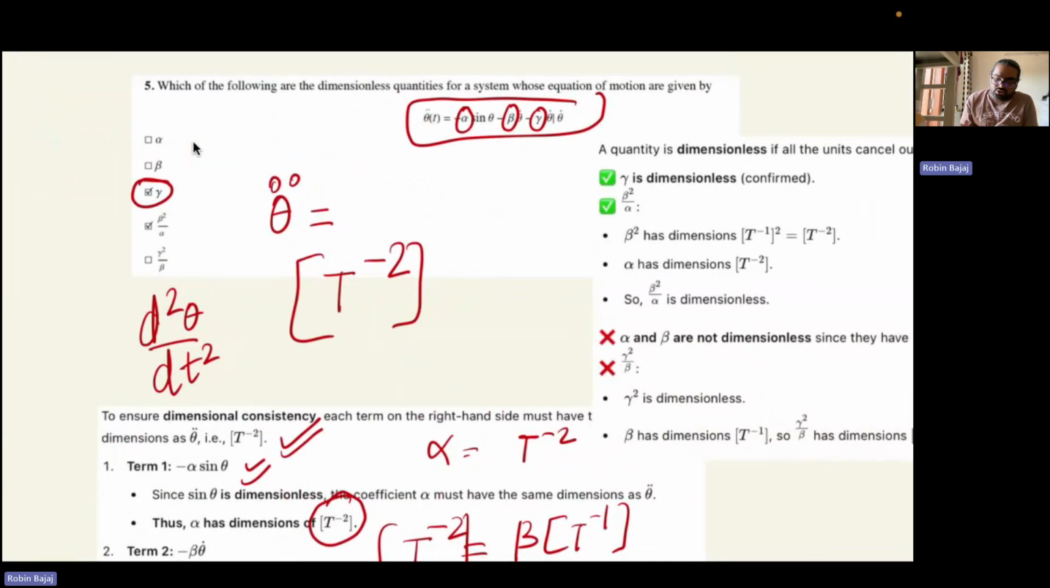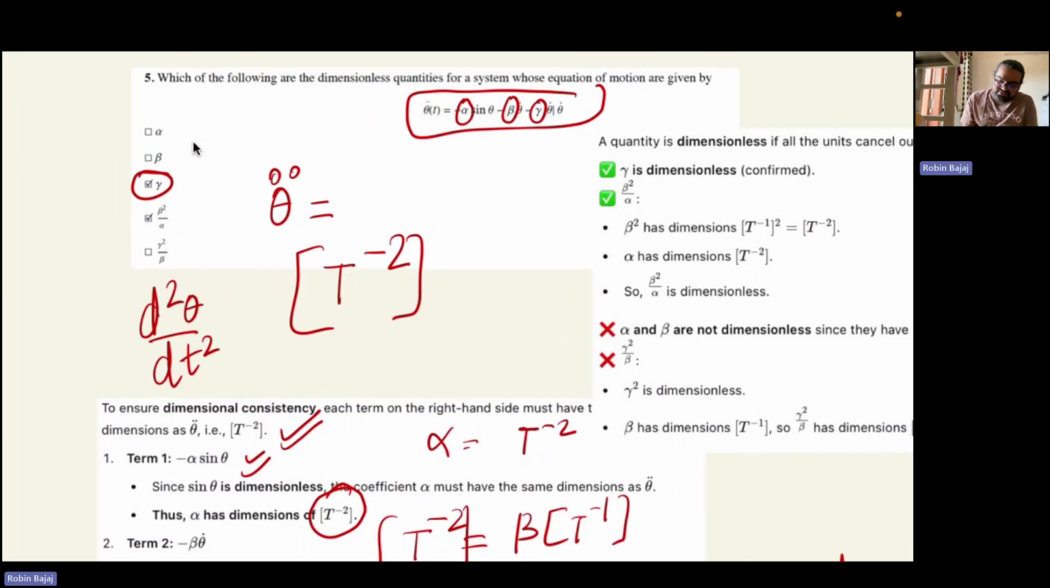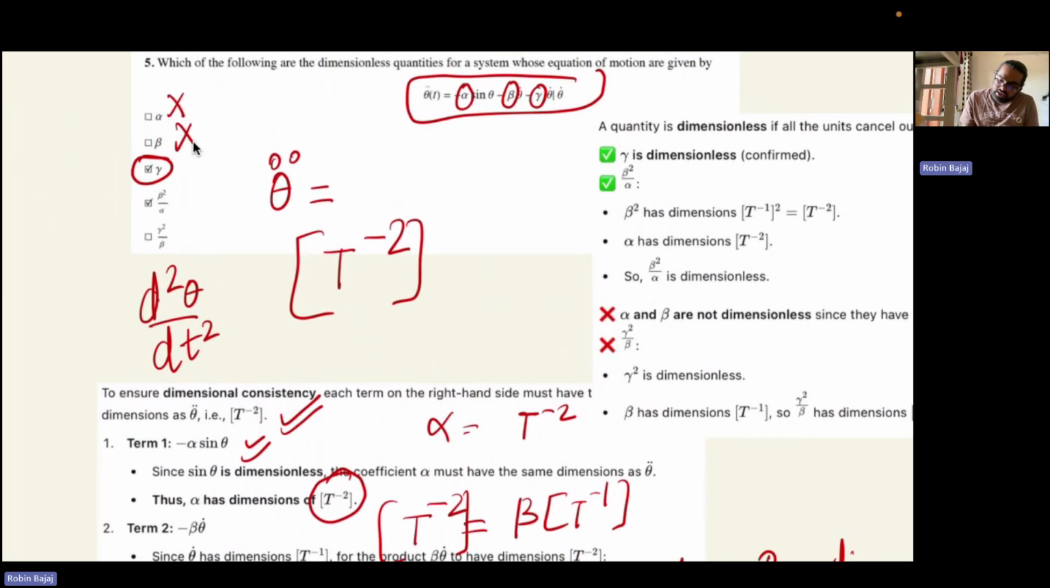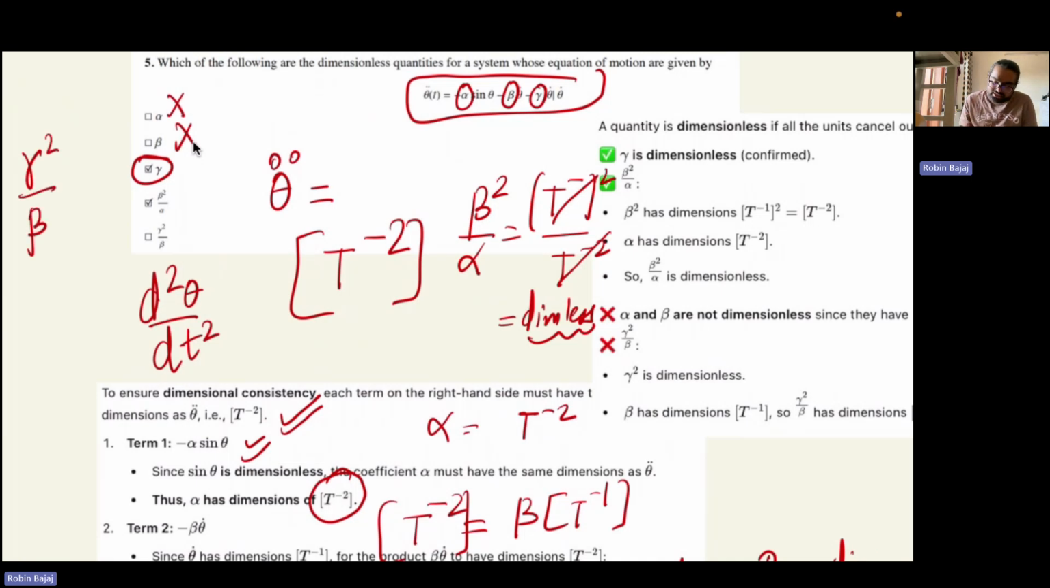Now they ask what are the other quantities. So let's say alpha. Alpha is clearly not dimensionless. Beta is clearly not dimensionless. Beta square by alpha, let's say. So beta square is t minus 1 square, t minus 2, it cancels, it is dimensionless. Gamma square by beta. Gamma has no dimension, beta has dimension, so this can never be dimensionless. This and this, these are the only two correct options. Right, so that is clear.